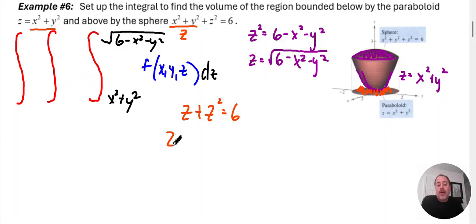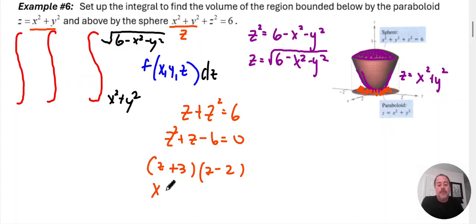Let's figure out what the values of z we have here. So we do z squared plus z minus 6 is equal to 0, and we get that z can be either negative 3, which won't work because we're positive, or z can be equal to 2. If we look at the equation of the paraboloid, we can say that 2 is equal to x squared plus y squared, where the radius of this circle is going to be the square root of 2.